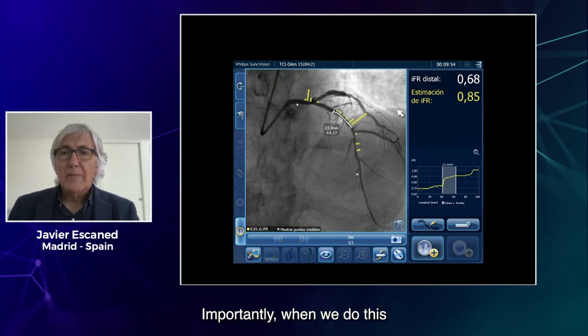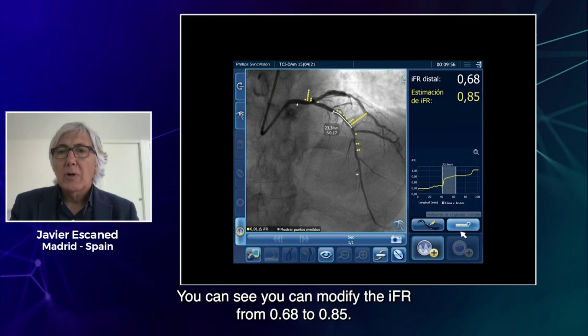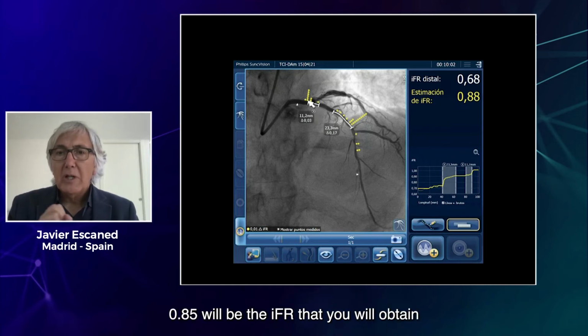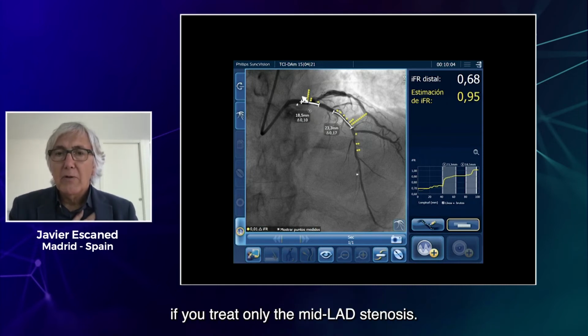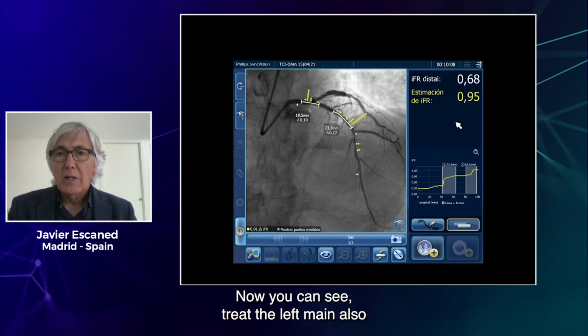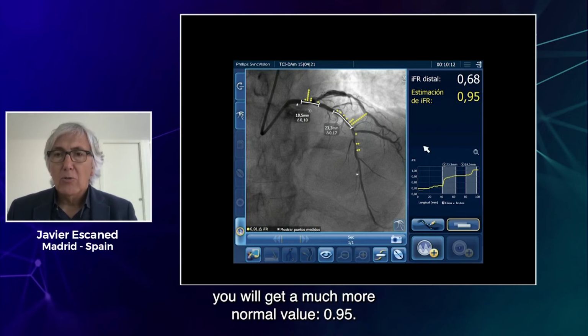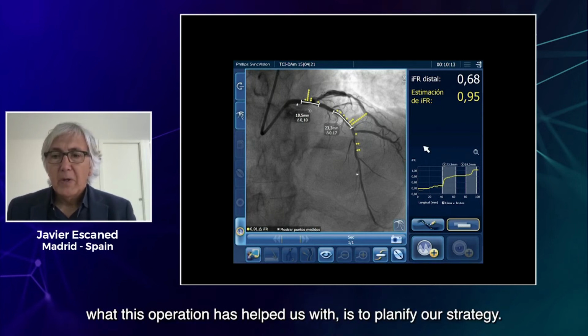And importantly, when we do this, you can see that we have modified the values of iFR from 0.68 to 0.85. 0.85 will be the iFR that you will obtain if you treat only the mid-LAD stenosis. Now you can see also the left main, you will get a much more normal value, 0.95. So what this operation has helped us with is to planify our strategy.